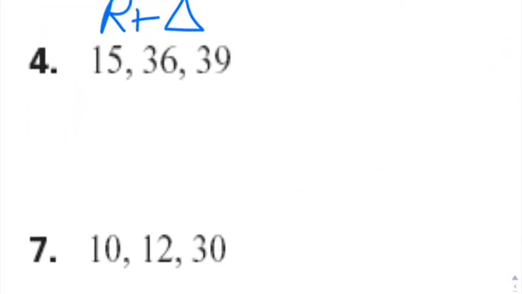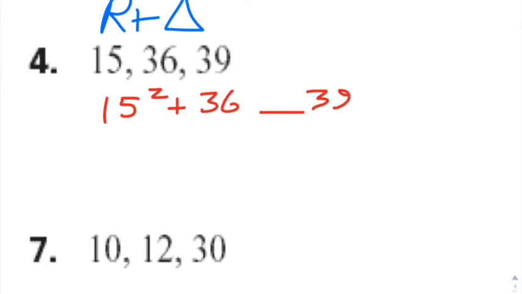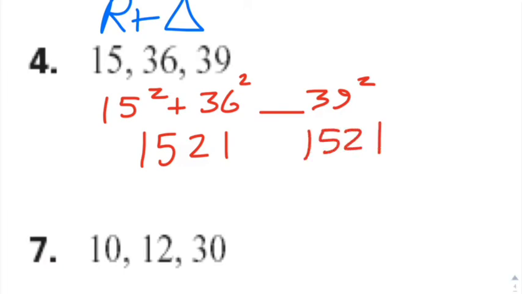Okay, now I'm going to speed it up here a little bit. 15 plus 36, definitely greater than 39, so you can make a triangle. So we'll just go 15 squared. I'm going to do this backwards here, just once again to prove a point. Blank 39 squared. We got 15 squared plus 36 squared, gets us 1521. And then 39 squared is also 1521. So that means they are equal. That means you have a right triangle.